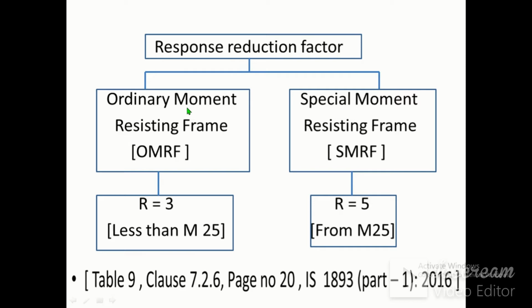Next is the response reduction factor. For response reduction factor there are ordinary moment resisting frame and special moment resisting frame. The towers which are constructed nowadays are constructed with special moment resisting frame. For ordinary moment resisting frame the response reduction factor value is 3 and the grade of concrete is less than M25. For special moment resisting frame the response reduction factor is 5 and the concrete grade is M25 and higher. This table is mentioned in IS 1893 2016, table number 9, clause 7.2.6, page number 20.